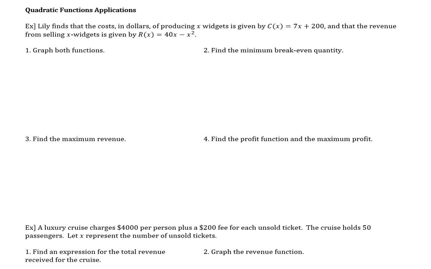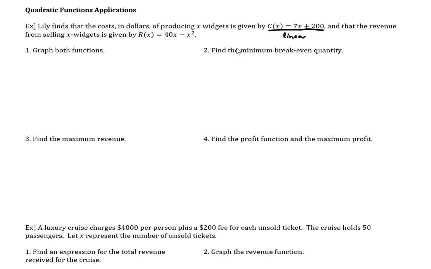Hey everyone, and welcome to our video on quadratic function applications, where we will be finding a maximum or a minimum. So let's read this problem. It says, Lily finds that the cost in dollars of producing x widgets is given by C of x equals 7x plus 200, and that the revenue from selling x widgets is given by R of x equals 40x minus x squared. Okay, so just looking at these functions, we can make a note right now.